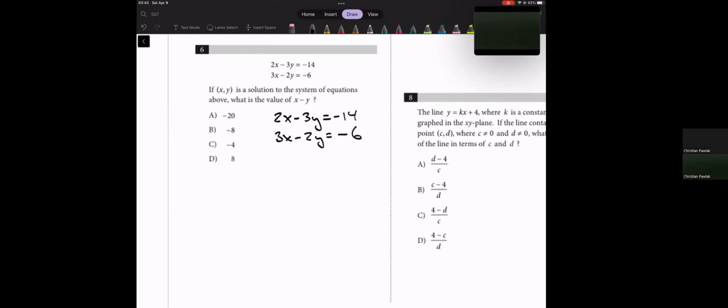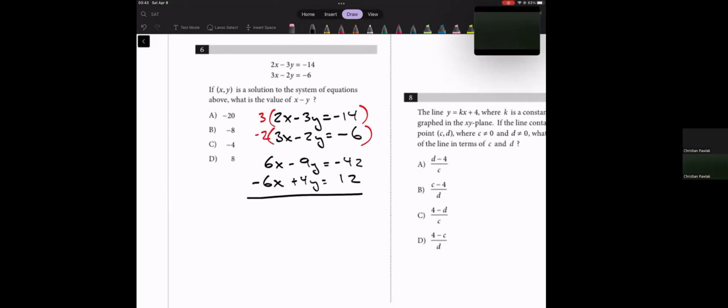So what you're going to have to do is multiply the top one by 3, for example, and multiply the bottom one by -2. That's going to give you 6x minus 9y equals -42, and -6x plus 4y equals 12. And you can see the numbers are doable, but they're not nice.